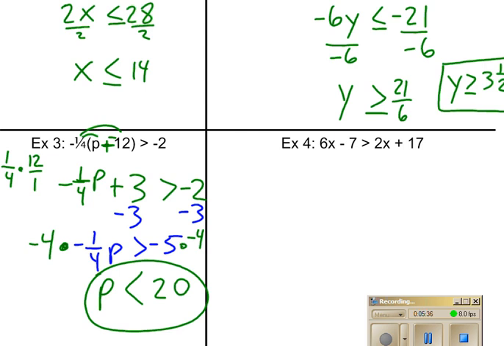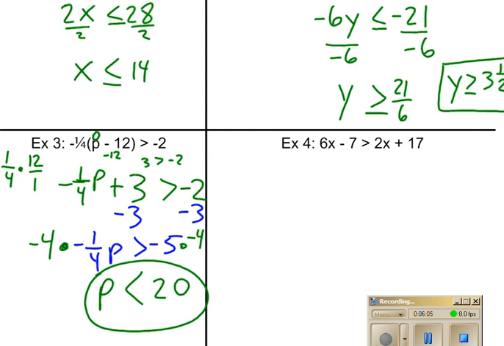It's usually a good idea to check your answer. If I checked it, let's pick a number less than 20. Let's just do 0. 0 is less than 20. So if I put in 0, 0 minus 12 is negative 12. Negative 1/4 times negative 12 is 3. And 3 is greater than negative 2, so it does work. It's good.